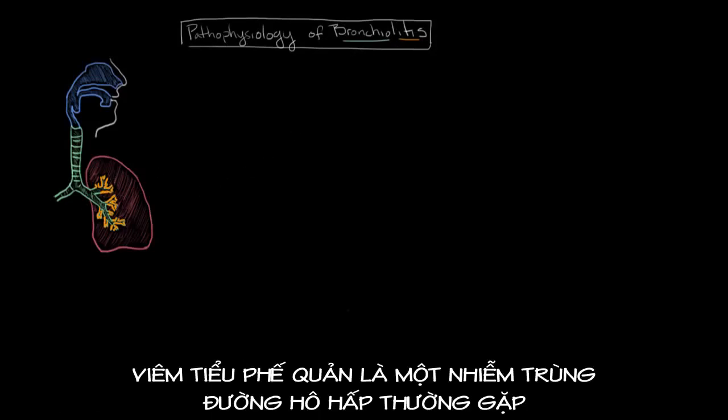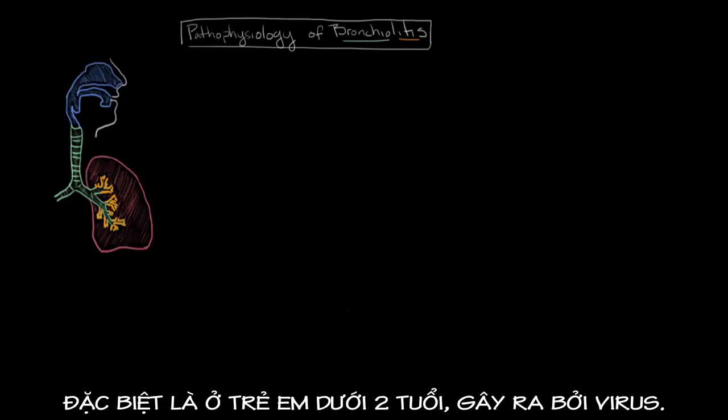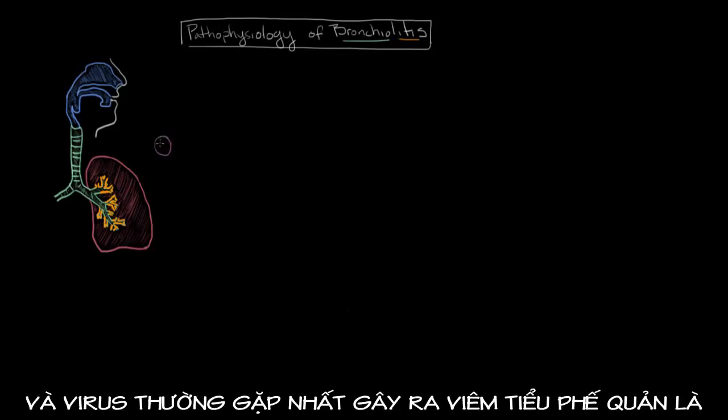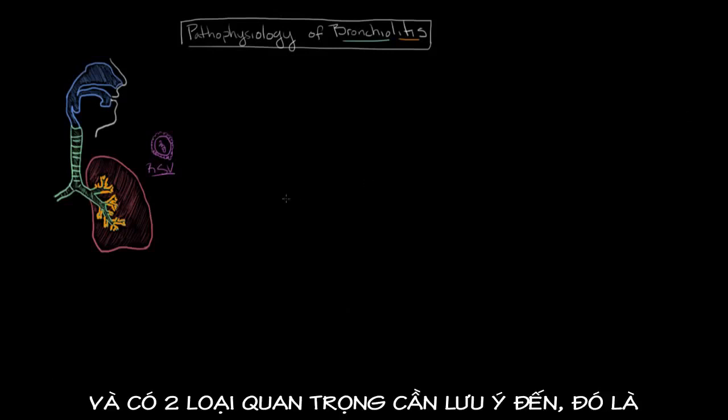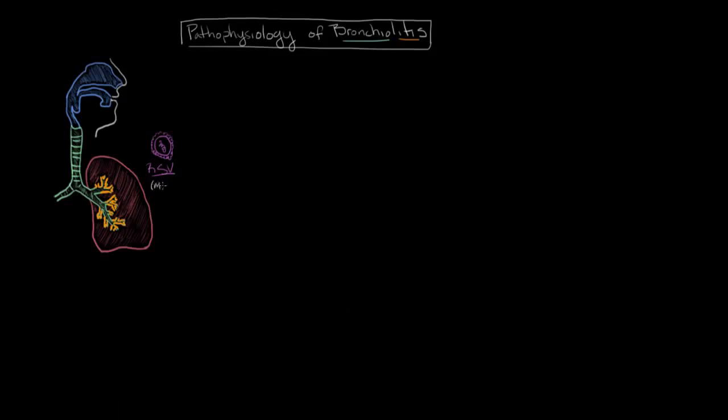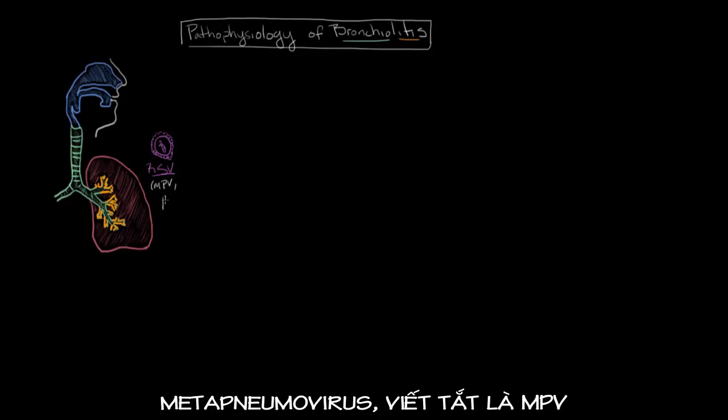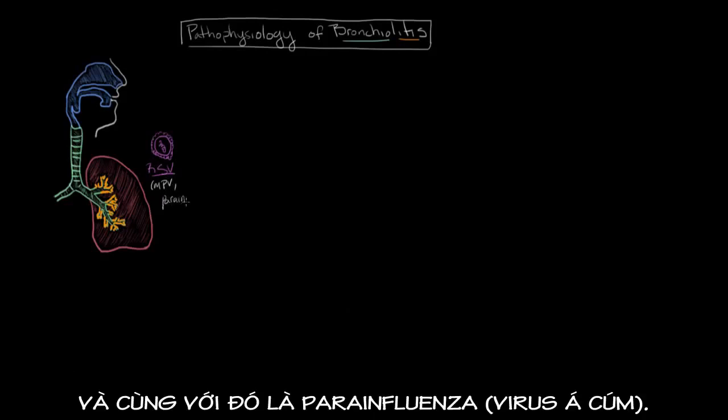And bronchiolitis is a very common respiratory tract infection, especially in children under the age of 2 years old. And it's caused by viral infection. And the most common virus that causes bronchiolitis is RSV. And RSV accounts for more than 75% of the cases of bronchiolitis, but there are a couple other viruses that can cause the disease, and there are two that are important to note, and those are metapneumovirus, which I'll abbreviate MPV, as well as parainfluenza virus.